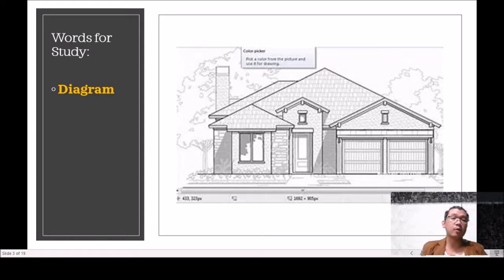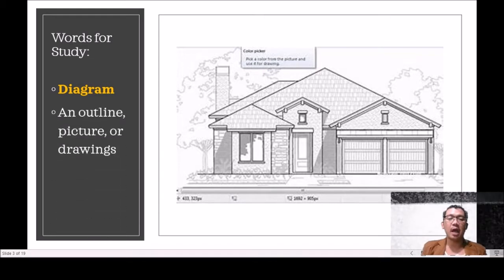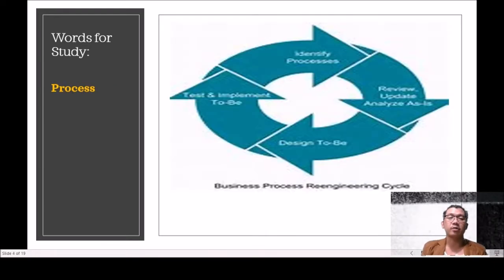Before we proceed to our main topic class, we are going to define first the following. We are going to study first the following words. The first one is diagram. Diagram is an outline, picture, or drawing. So if you notice, class, the image that you have seen now on your screen, that is the best example of outline, pictures, or drawings kasi nandiyan na po yung mga diagram.